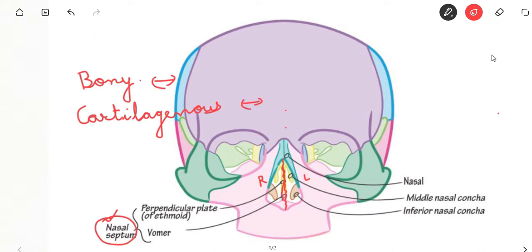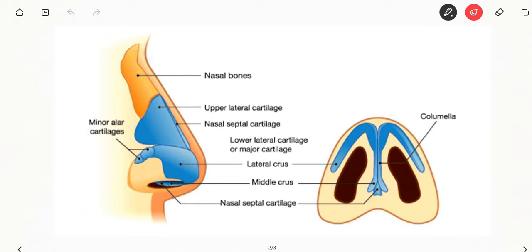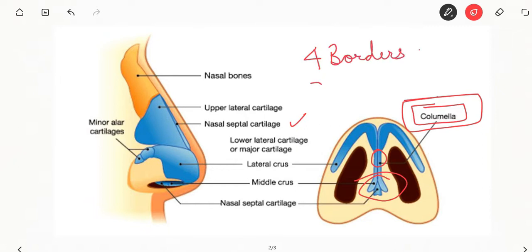In the bony part, that is formed by the vomer bone. So this one is the vomer bone, and it is formed by the perpendicular plate of the ethmoid bone. Whereas the cartilaginous part has the septal cartilage and the septal process of the inferior nasal cartilage. The lower part of the septum is known as the columella. So remember, a septum has four borders and two surfaces.